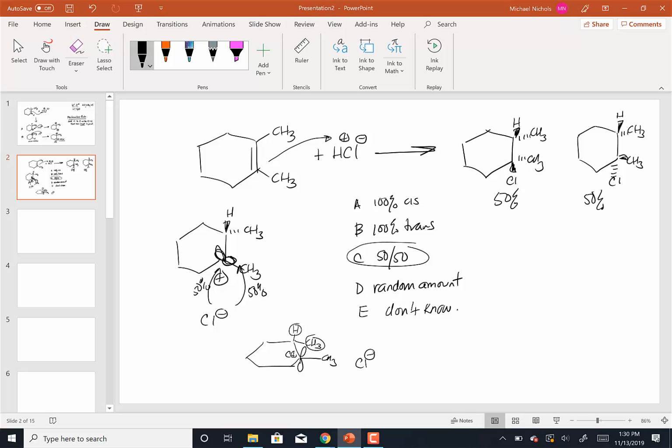So this HX, no matter what X is, whether it's a chloride, bromide, iodide, it's always going to add Markovnikov, and it's always going to add 50-50. Why? Because it goes through a carbocation intermediate. Okay.